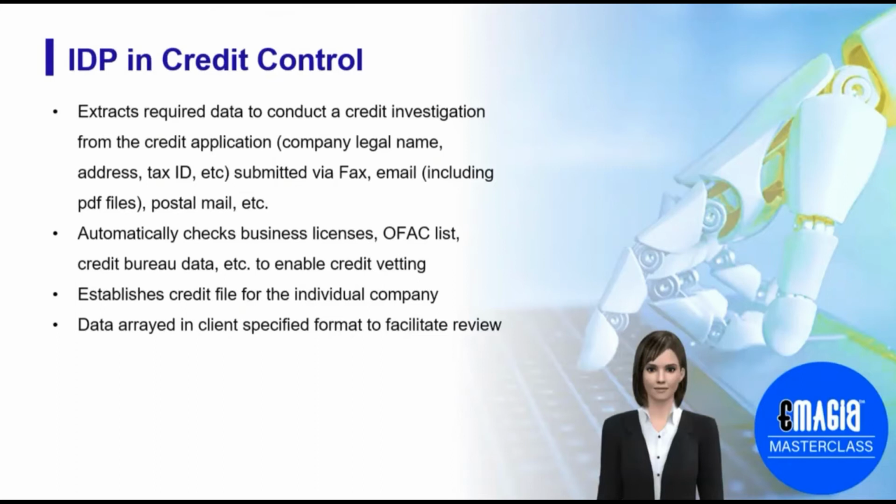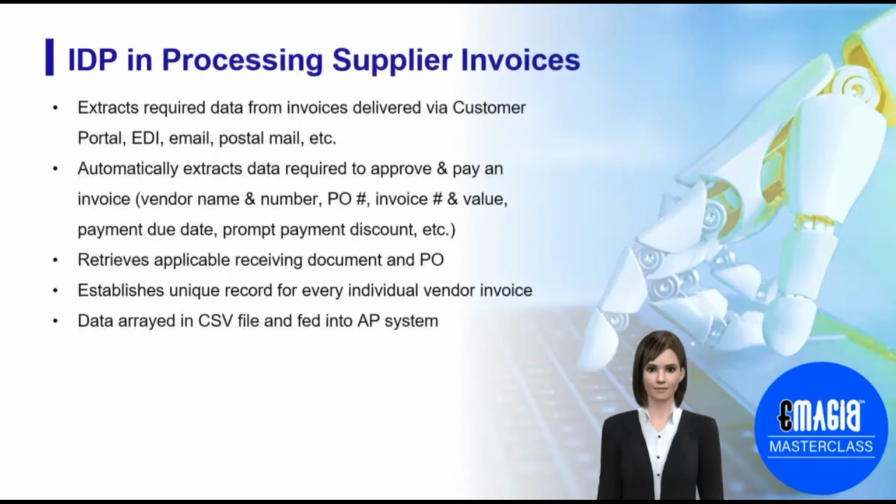And what's nice is the data can be arrayed in whatever format you prefer. So if you have a credit manager that feels that Dun & Bradstreet rating is the most important single factor in evaluating creditworthiness, well, you can have that displayed first. If they feel other factors are more important, you can have that displayed in whatever order of importance you like, which again facilitates the credit investigation. All right, so that was the order to cash AR side of the house.